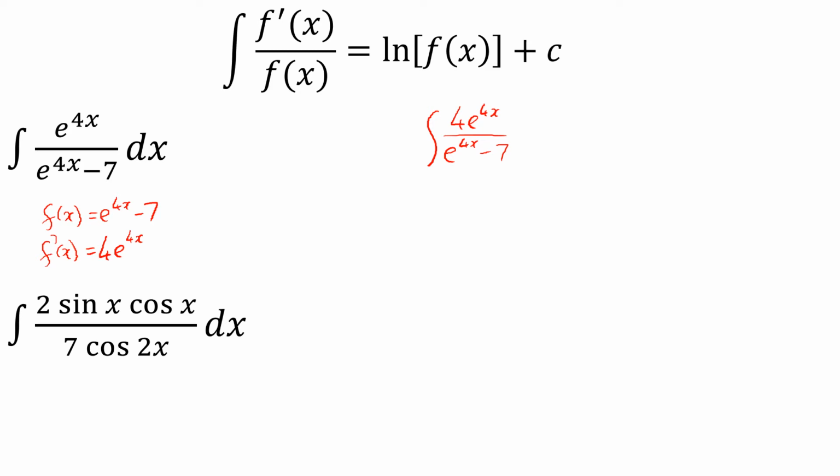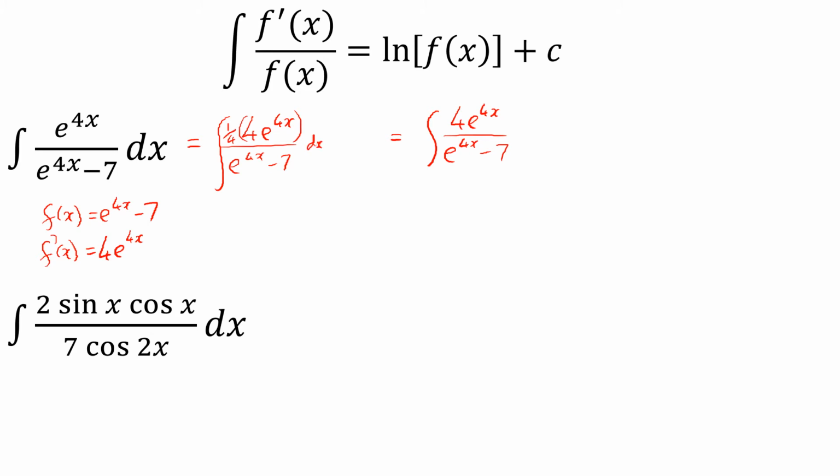But that isn't the same as what we've started with here. So we need to think, how could we make this into the same fraction? What we're going to do is have 4e to the 4x here and e to the 4x minus 7 if we also multiply the top by a quarter, because then the quarter of 4 would just cancel out. And so e to the 4x is the same as a quarter of 4e to the 4x.